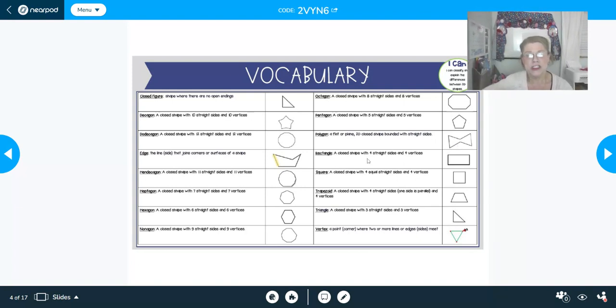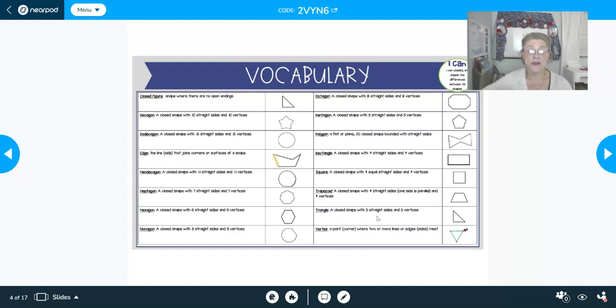A rectangle, closed shape with 4 straight lines and 4 vertices. A square, a closed shape with 4 equal straight lines and 4 vertices. Should have put it with the rectangle, opposite sides are equal. Trapezoid, a closed shape with 4 straight sides, one side is parallel, and 4 vertices. So later on in the week, we're really going to explore what that means, one side is parallel.